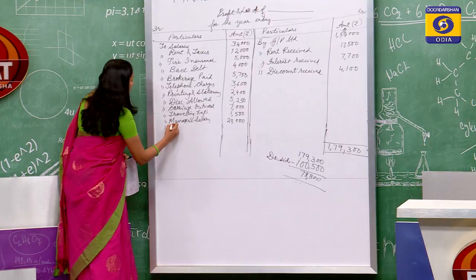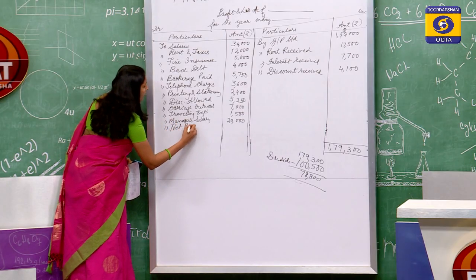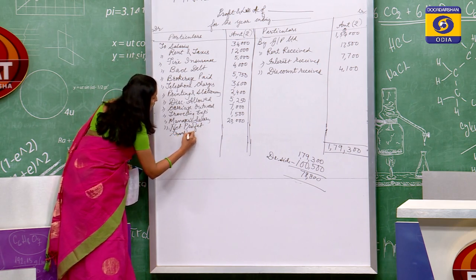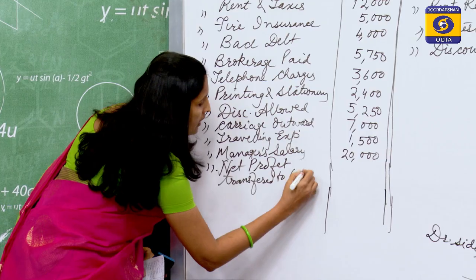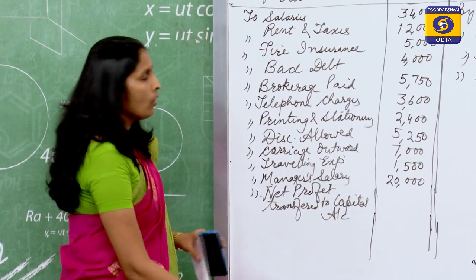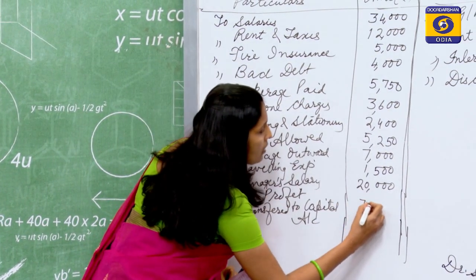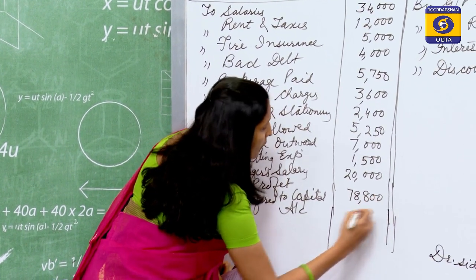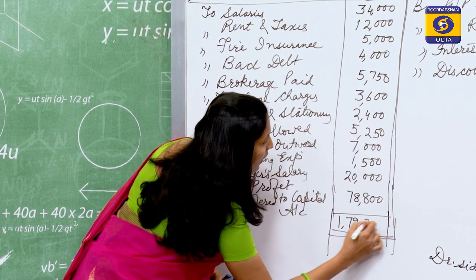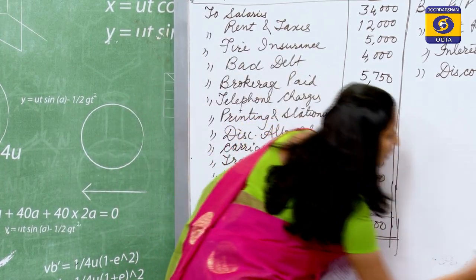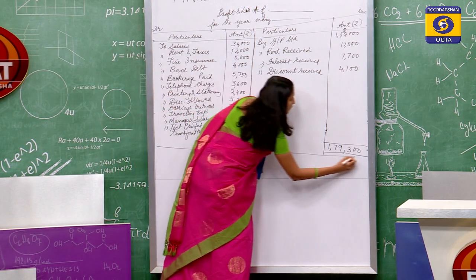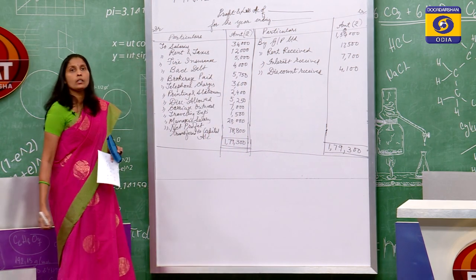So we have a net profit. We will write over here, to net profit transferred to capital account. As I already said, the net profit is transferred to capital account, and ultimately in the capital account this will be added. So the amount is 78,800, and we will do the totaling the same way, 1,79,300. We will erase this working and the account closes. So that's the profit and loss account. That's how you find out the net profit.